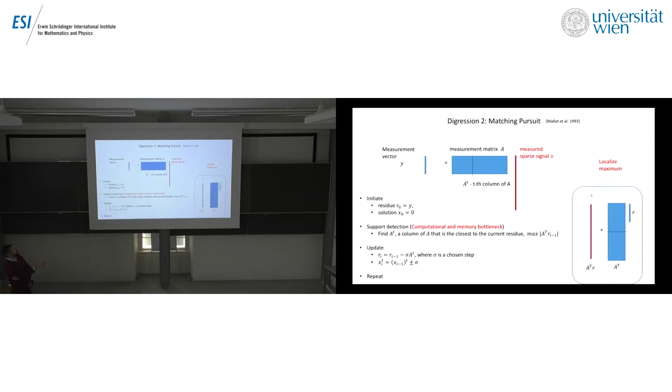So what is matching pursuit? Here I repeat the scheme. Matching pursuit is an iterative thing. You define something like the residue, which initially is your measurement. Then the initial solution is just 0. Then you have something like support detection. You need to determine which column of your measurement matrix is the closest to your residue. Because if you find this column, then it is probable that there is a peak at the position where this column is. Then you update your residue, taking the difference between the old residue and the column you found. And you update your solution, adding some value in the position where you found the column closest to the residue. And then you repeat everything.